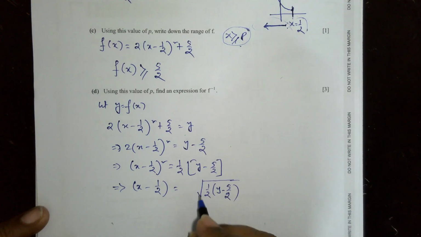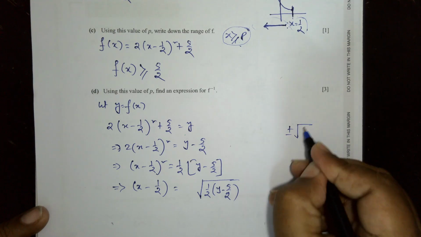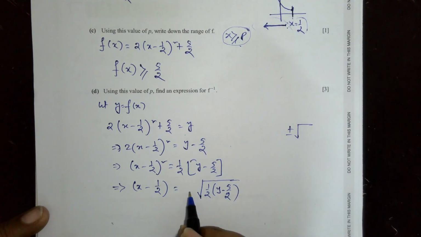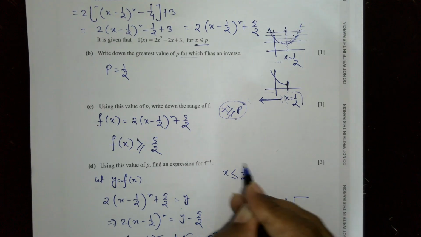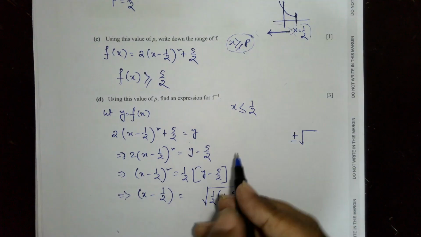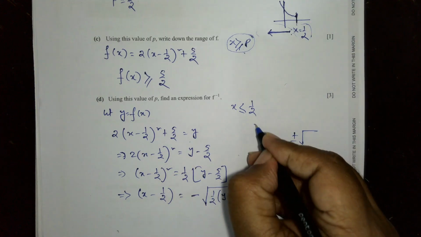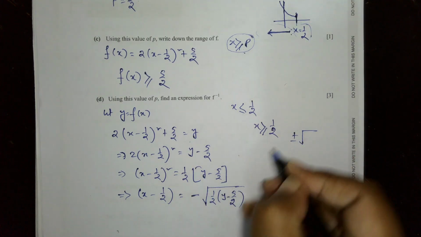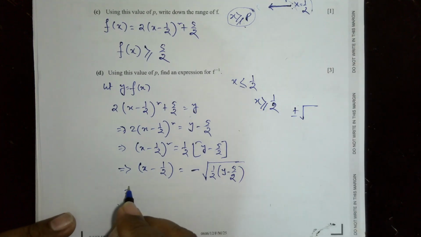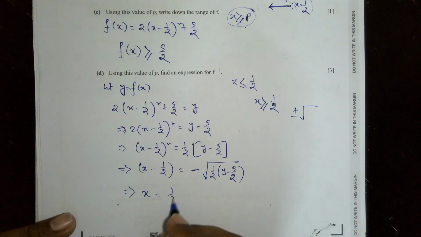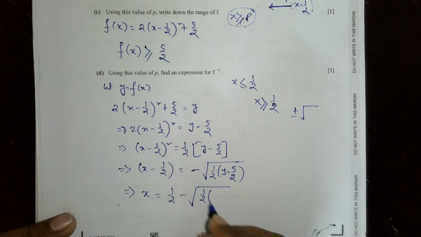But when we take a square root, we usually place a positive and a negative sign. Here I cannot use both signs. I have to use one sign. Which sign will I use? Again, it will be dictated by the given domain. x was given as less than or equal to half. That's how the domain was given to us, right? Yes, sir. So therefore, we will place a negative here. If the domain was given the other way, we would have to place plus here. Now we have x equals half minus the square root of half times (y minus 5 over 2).